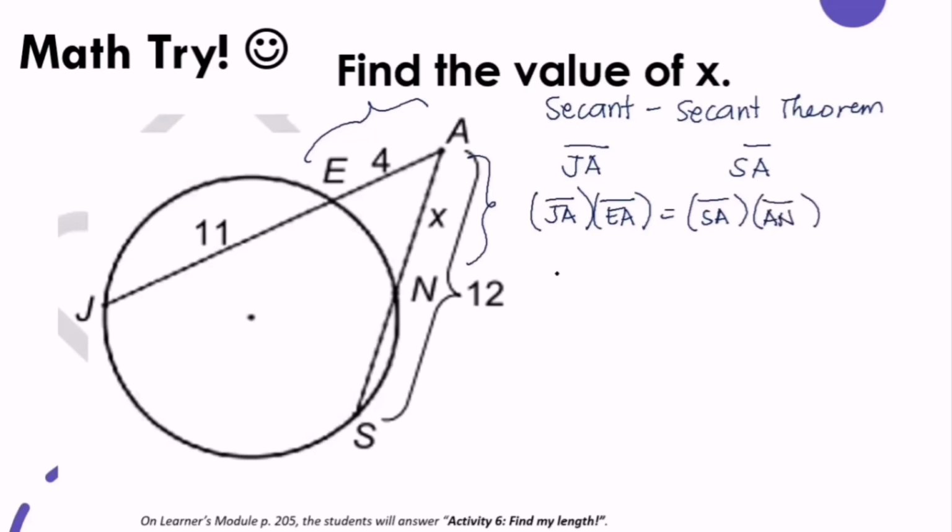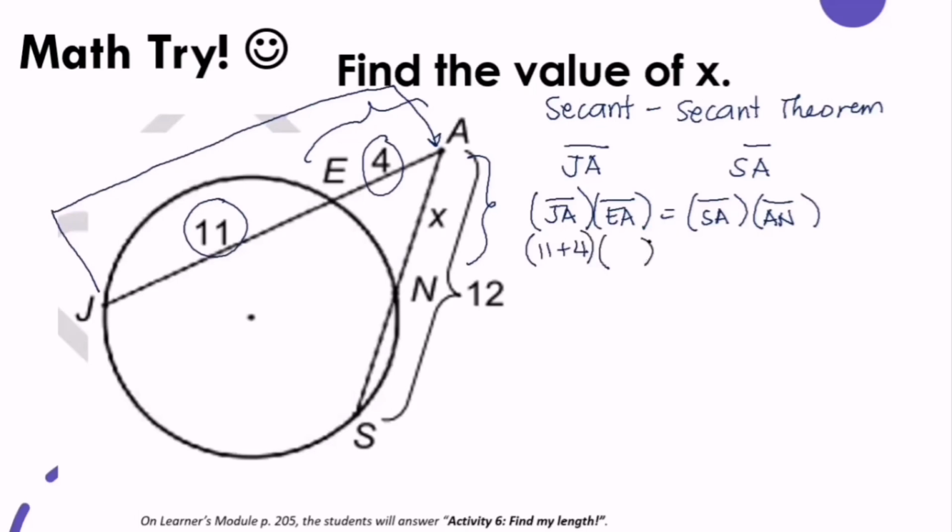And then, we're going to substitute. Anong sukat ni JA? Mula kay J, papunta kay A. So, that is 11 and 4. So, 11 plus 4. Sige, lagay natin para malinaw. And then, segment EA, nasa labas, that is 4. And then, segment SA, as you can notice, may bracket na siya. Ibig sabihin, mula kay S papunta kay A, ang sukat daw ay 12. And then, segment AN is X. Okay? Then, simplify. 11 plus 4. So, that is 15. We could add that. And then, equal times 4, bring down. And then, 12 times X is 12X.